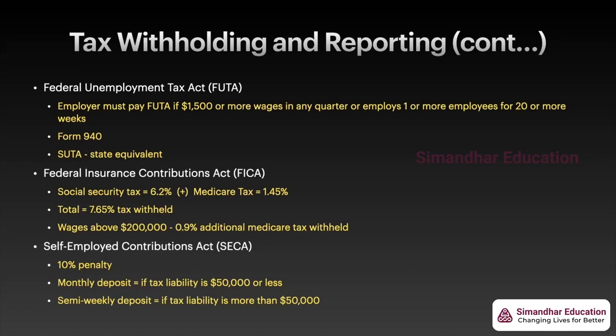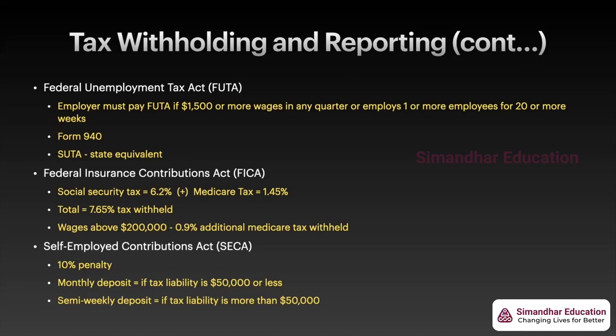Federal Insurance Contribution Act, or FICA, is combined of two things. One is your Social Security tax, the other is your Medicare tax. Social Security is levied at 6.2% of the employee's wages. Medicare tax is levied at 1.45% of the wages, which in total would be 7.65% of the total tax that is withheld as part of FICA.